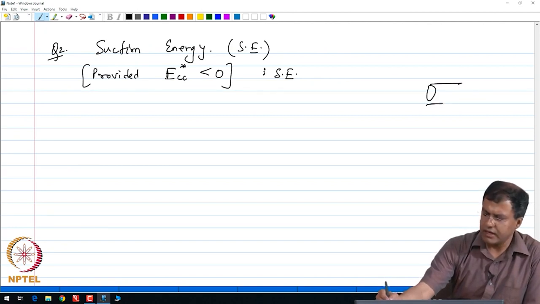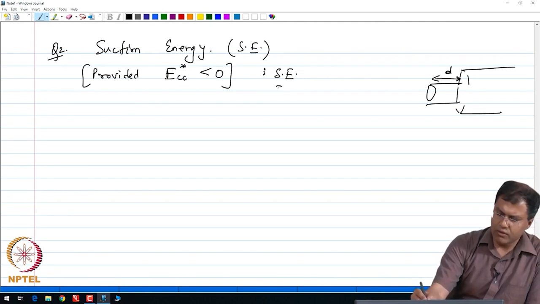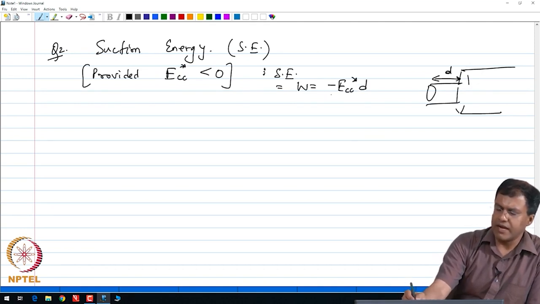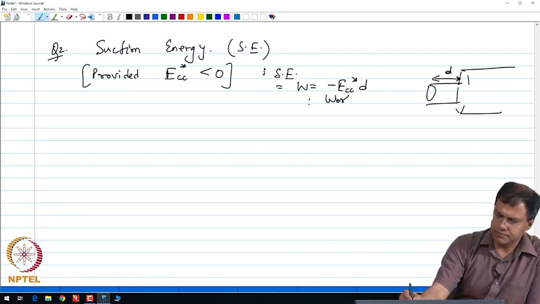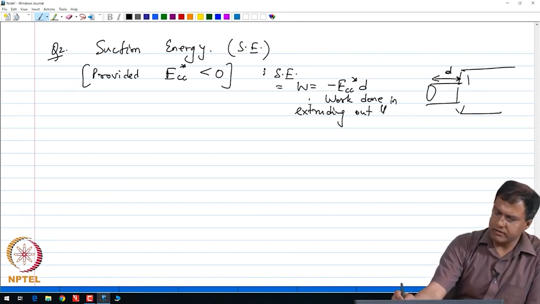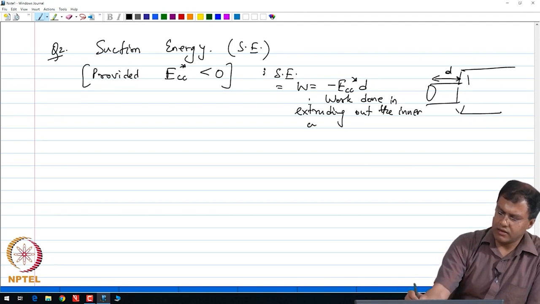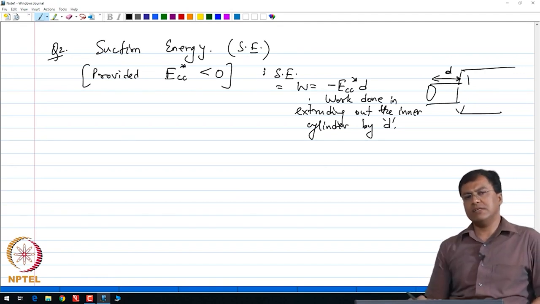So again, my cylinder is as follows. I see that the inner cylinder has been extruded initially by a distance d. So, my suction energy will be equal to the work done, which is also equal to negative ECC star times d. Note that I have put a minus sign so that I can get a positive work done. Okay. So, this is the work done in extruding out the inner cylinder by a distance d. That answers what is the suction energy which will drive the system.